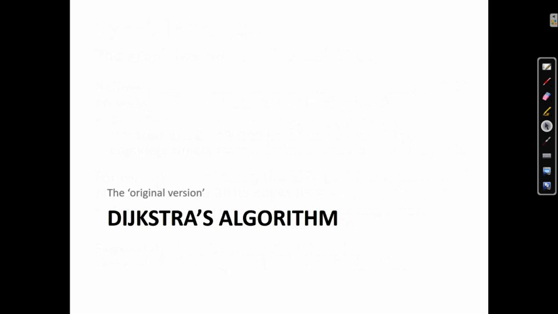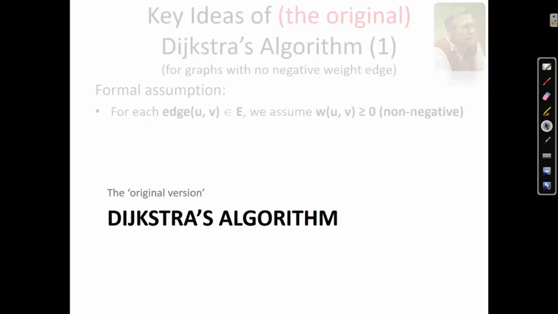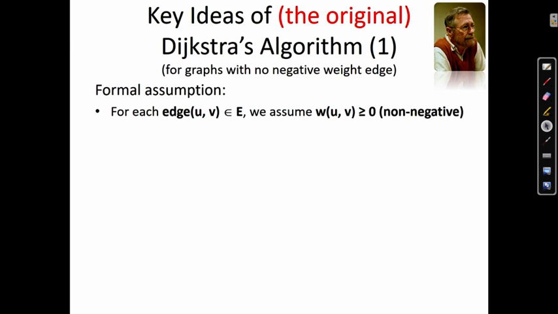Okay, so there will be two versions of Dijkstra that we'll be looking at. So let's look at the first version, or the original version of Dijkstra's algorithm. The key idea of this original Dijkstra's algorithm is like this. Formal assumption: the edges are non-negative. For each edge in E, w(u,v) is bigger or equal to 0, non-negative.